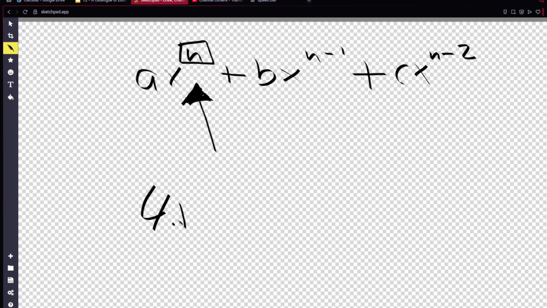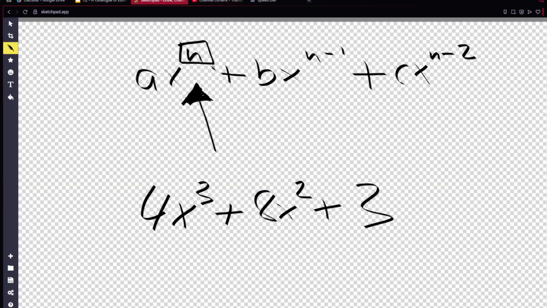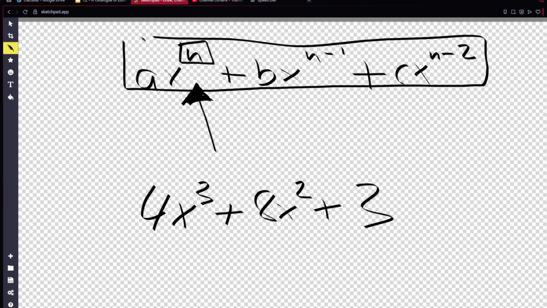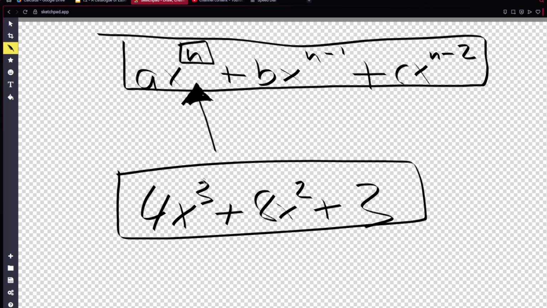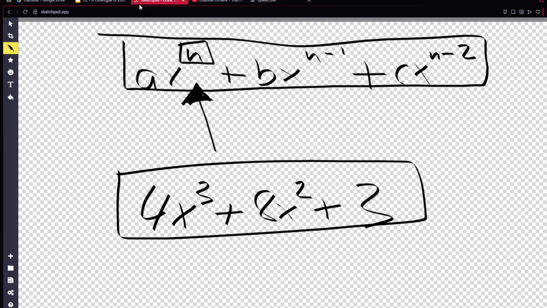So let's take 4x cubed plus 8x squared plus 3. Notice how I said you don't need bx or cx. Here, as you can see, I made a polynomial of 3 degrees, I guess. But here there's only 2 powers, and I didn't include this term right here. And this is a polynomial because it has an integer value defined, and the leading degree is 3. So that's all a polynomial is, which leads us to the definition of a rational function.